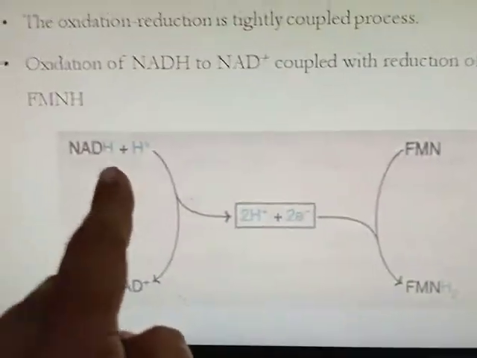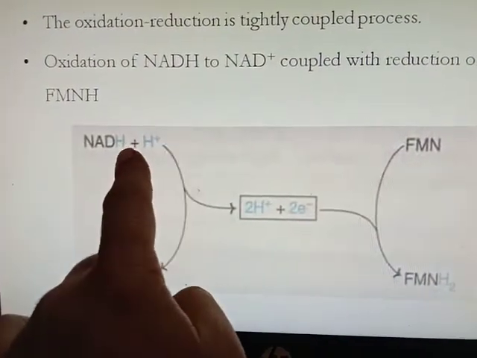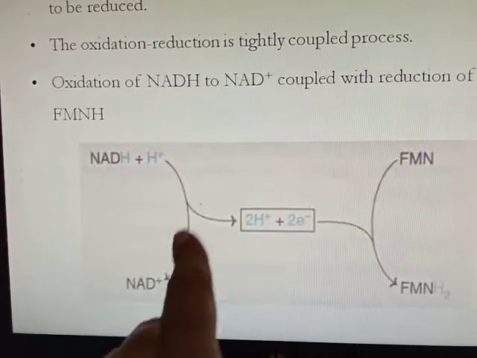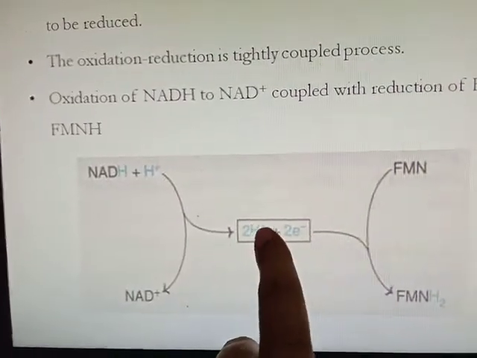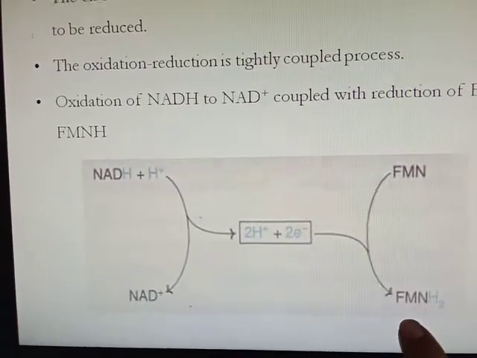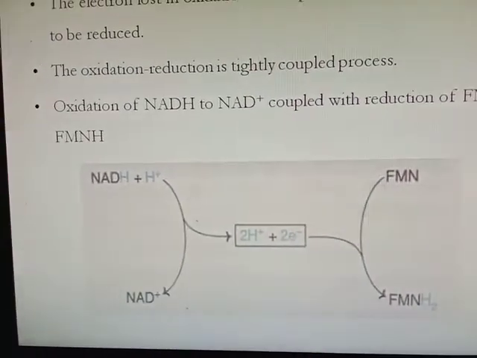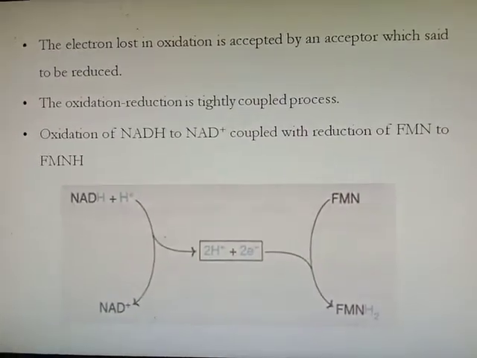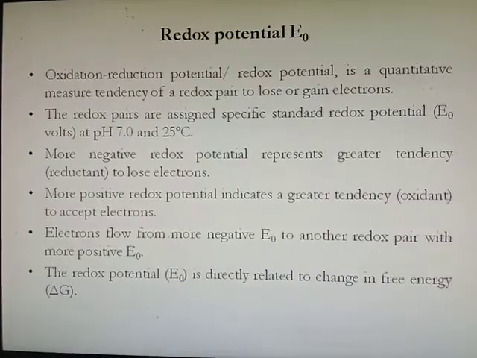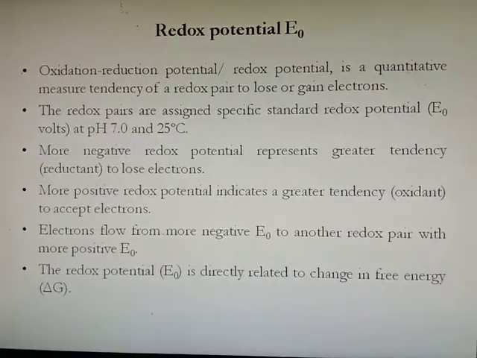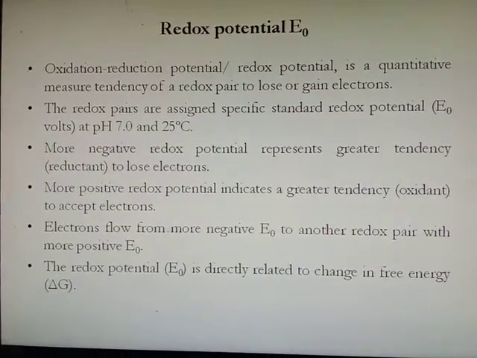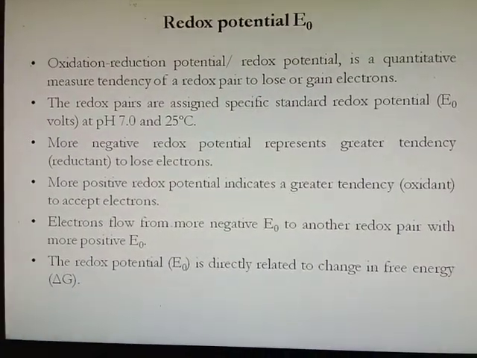Here in the image you see NADH. Here it will donate its electron and form NAD. At the same time the same electron or proton will be accepted by FMN to form FMNH2. That's why oxidation and reduction is a tightly coupled process. This oxidation and reduction depends on the redox potential of that particular molecule.